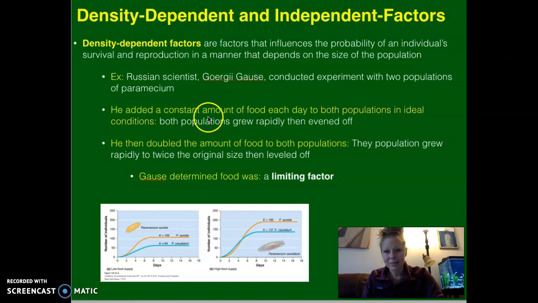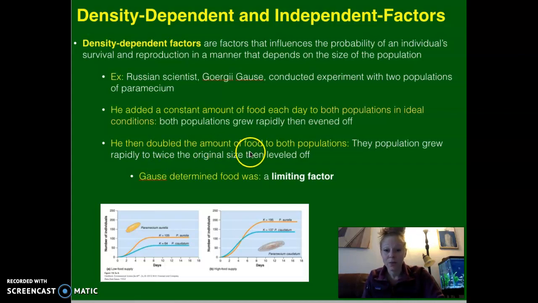And what he did is he essentially found that food is the limiting factor to growth, that populations are going to grow. They're going to grow exponentially. If they have everything that they need, then they're going to grow exponentially. Meaning if they have enough space, enough food, enough of everything, then the population is going to double as long as there's enough food.